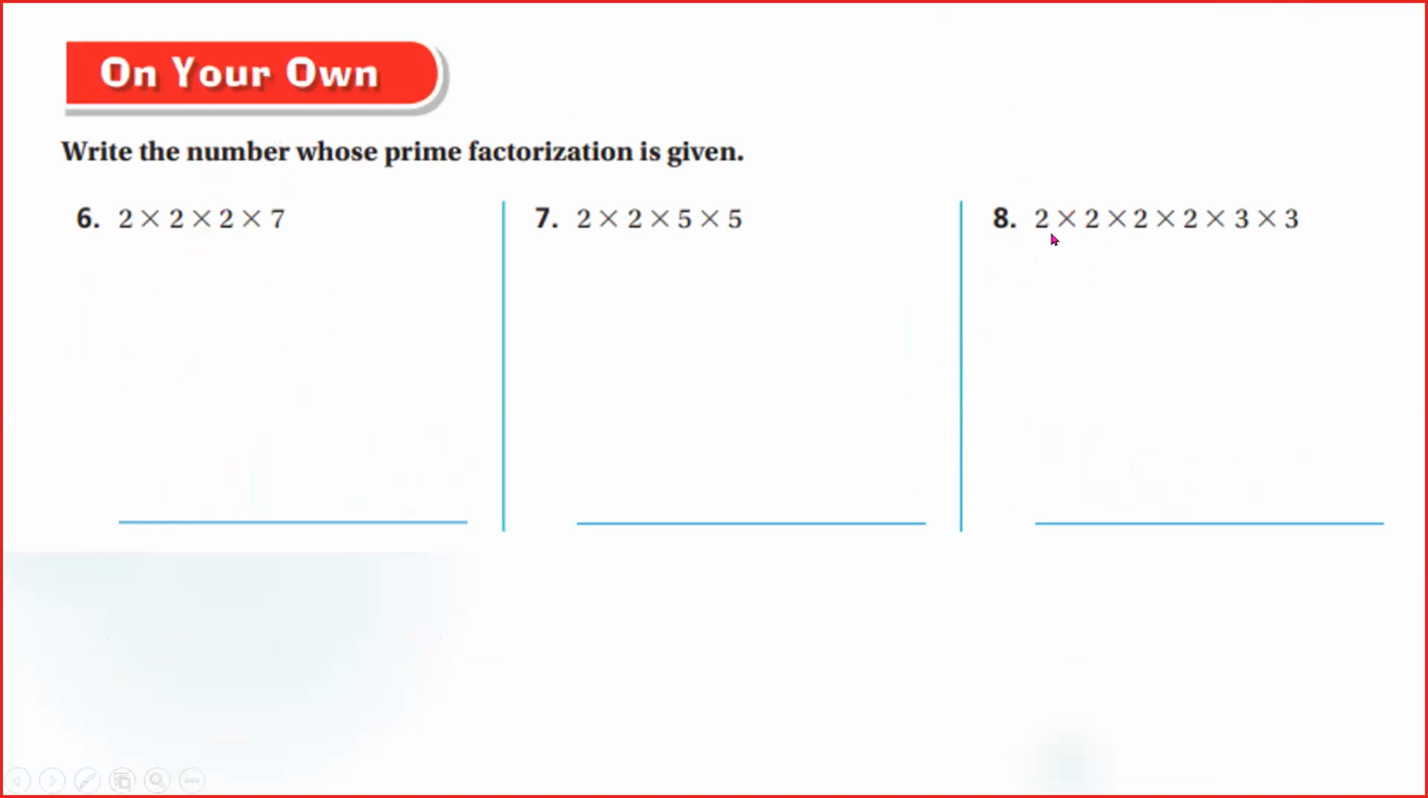Now, in this question here, it's so easy. Just multiply the numbers. Here they give you the prime factorization, and they ask you what the number will be. Here, you just have to multiply the numbers. 2 times 2.